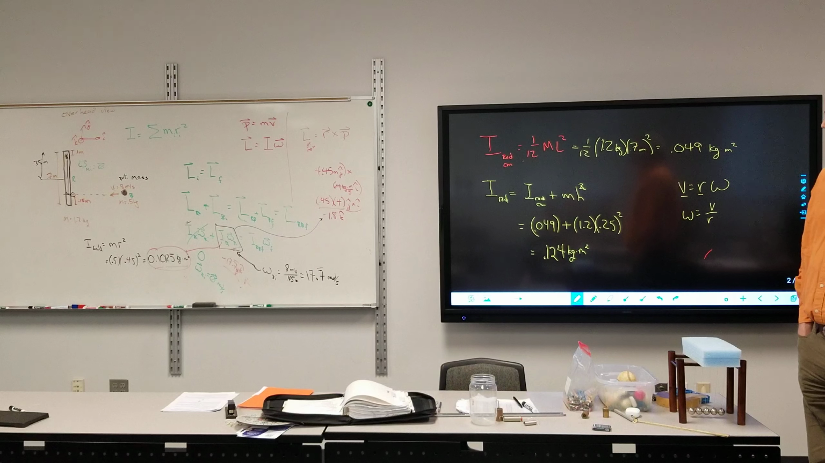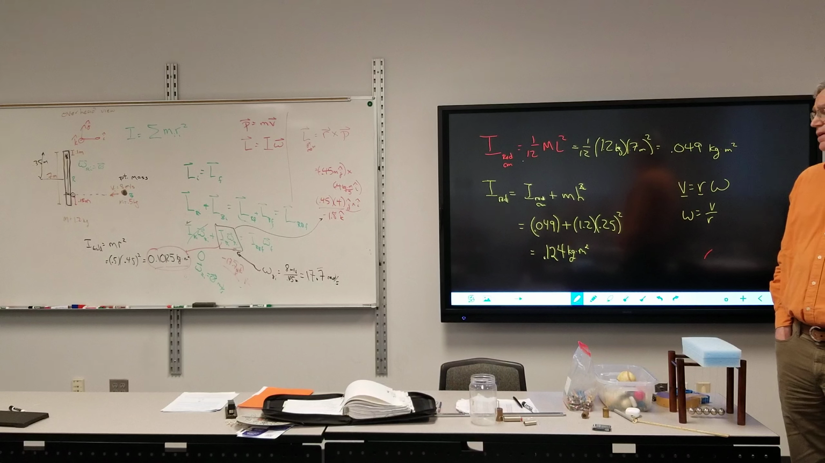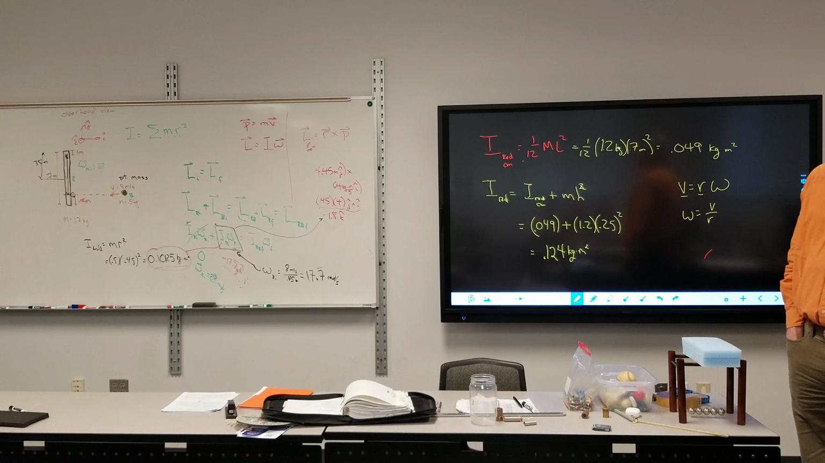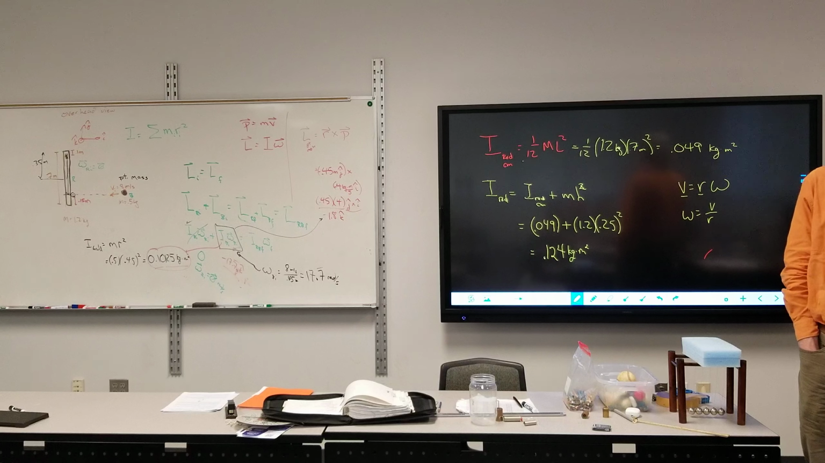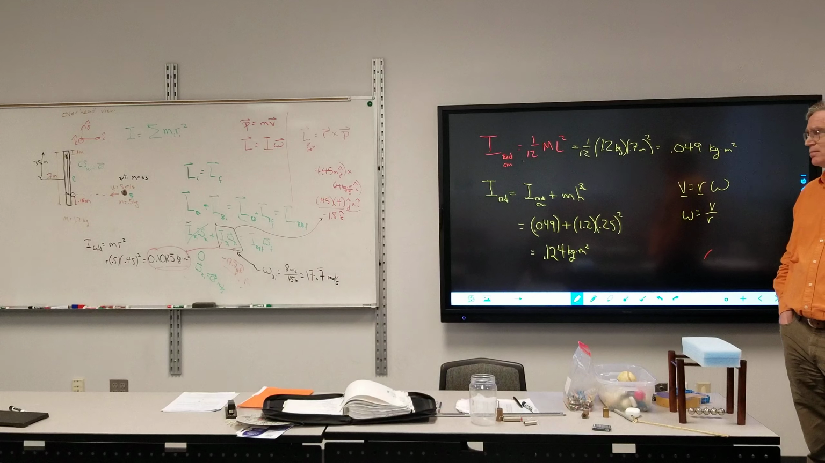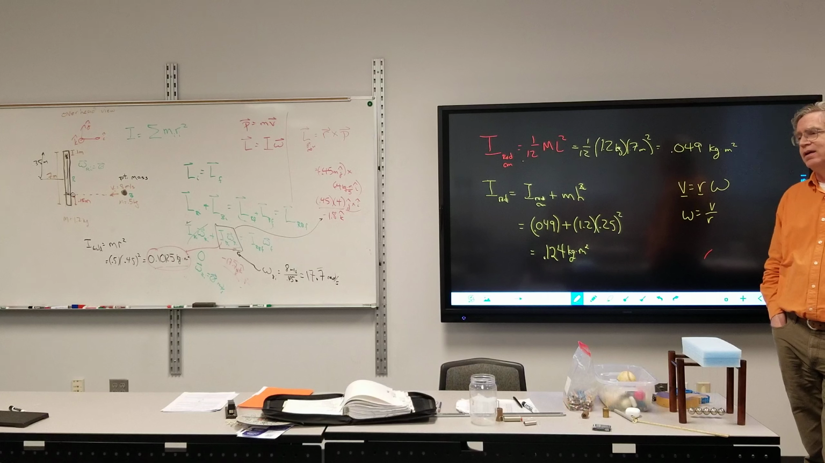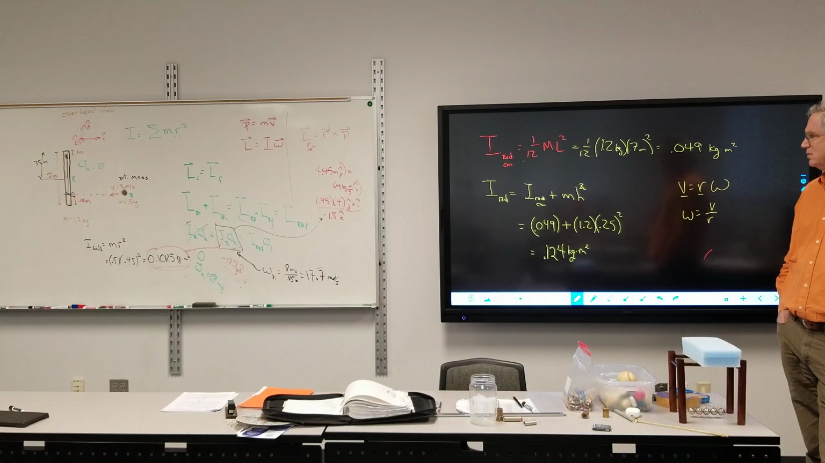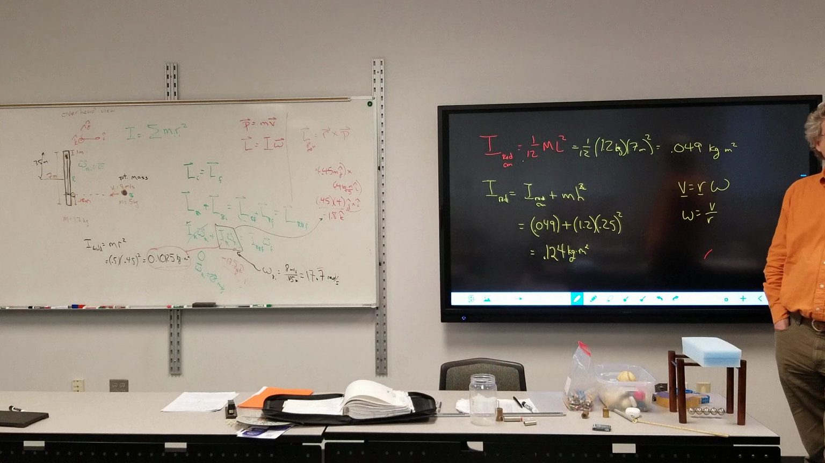17.7. No, that was the initial angular velocity or angular speed of the ball. So what did you ask? Initial angular momentum, total initial angular momentum. Would it be the 17.7 times the mass of the ball? Not times the mass of the ball. Times the 0.124. No. That's the rod.